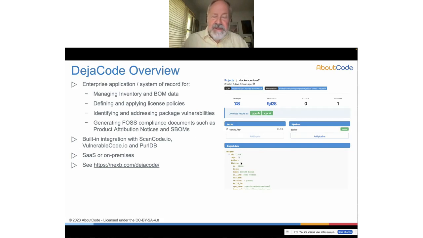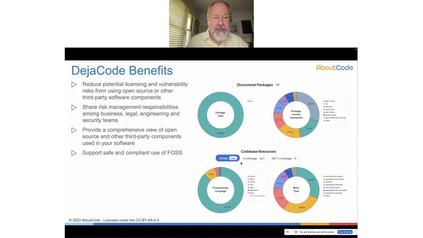It is built in with integrations that connect you with very popular and industry standard open source projects, ScanCode.io, VulnerableCode, and PurlDB. You can implement and deploy DejaCode on-premise, or you can use our SaaS service. And there's a whole lot more information, of course, at the link that you see.